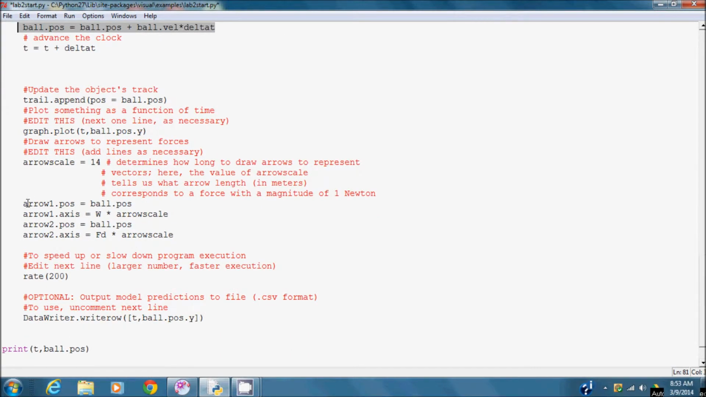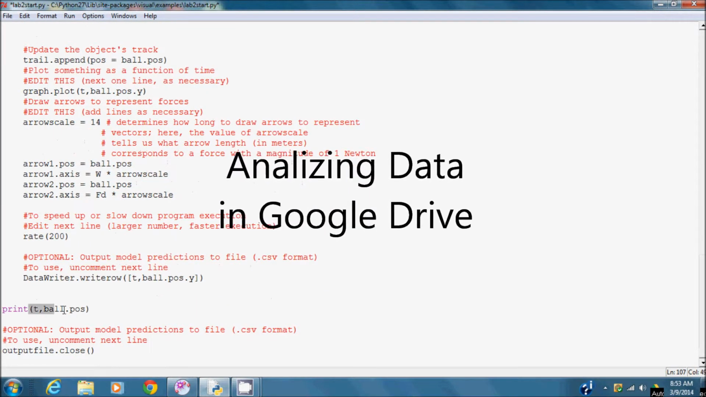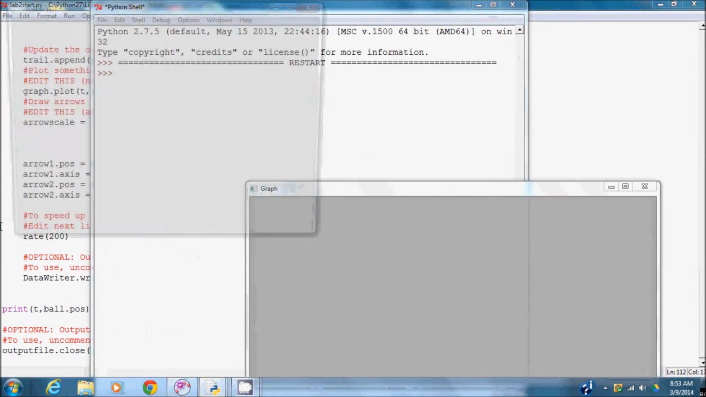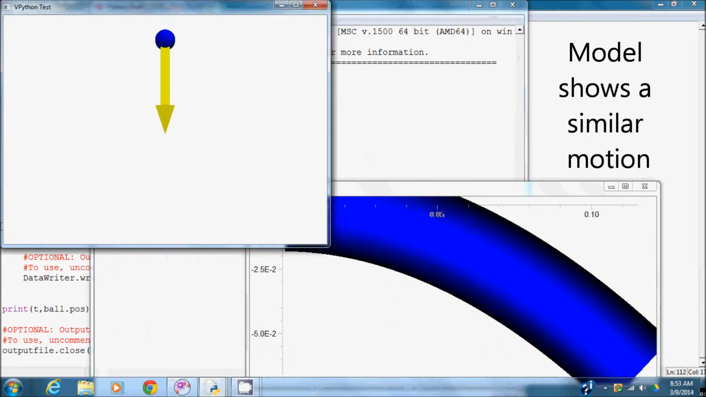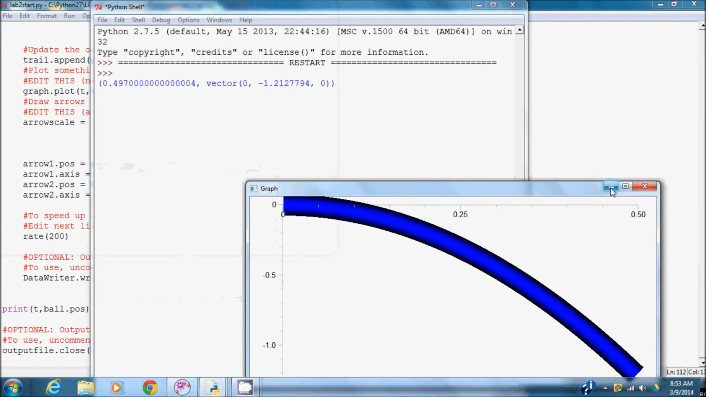The position and velocity change in each loop in the program by the forces acting in the system. The drag force acts against the weight, but in the first trial it is 0. The model shows a similar motion and direction. The final position vector in the model shows 0, 1.21 and 0 meters. Those values are without the drag force.